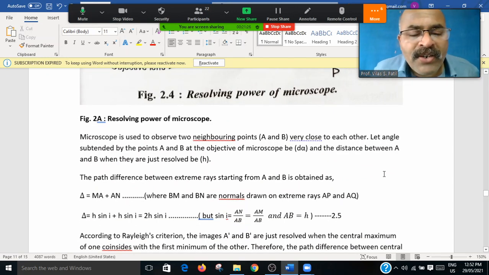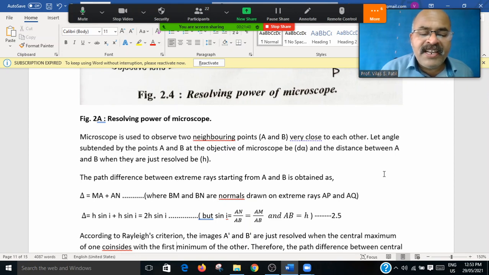A microscope is used to observe the neighboring images A and B very close to each other. Let the angle subtended by A and B at the objective of the microscope be d alpha, and the distance between A and B, when just resolved, be h. Then the path difference between the extreme rays is MA plus AN.